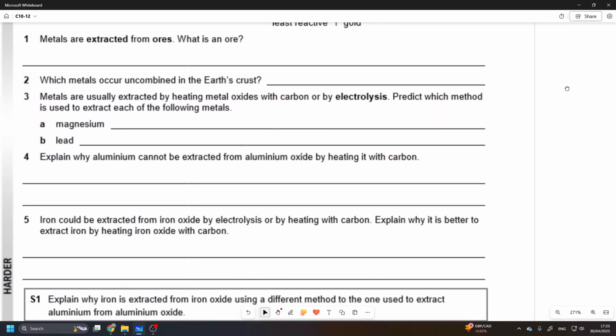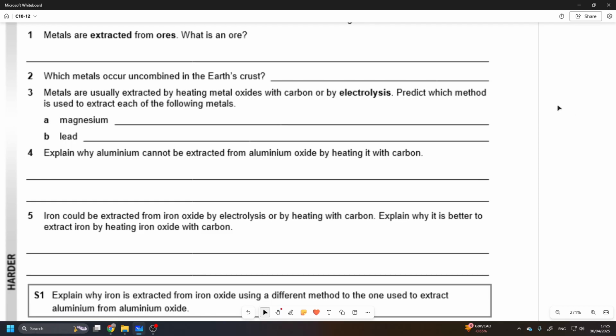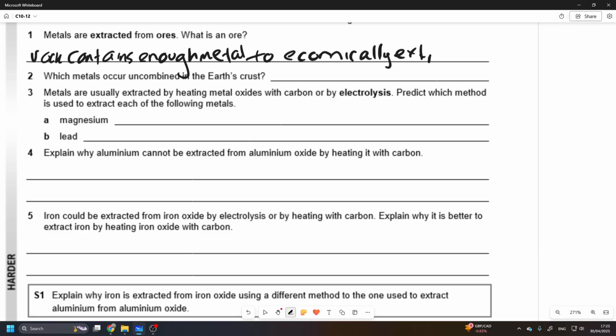So, first of all, metals are extracted from ores. What is an ore? Right, it is a rock that contains enough metal to economically extract. Basically, it contains more value of metal than it costs you to extract it. Right, which metals occur uncombined in the Earth's crust? That would be gold. Okay, they're found on their own.